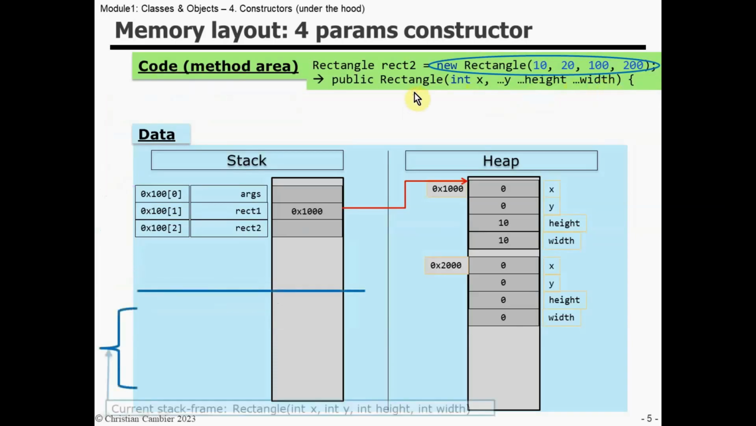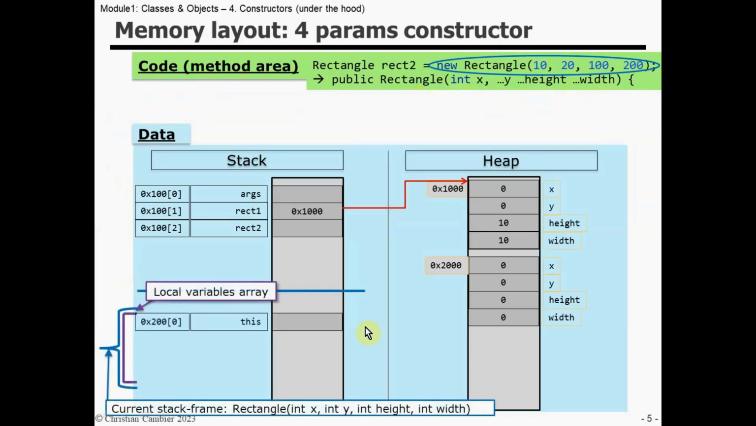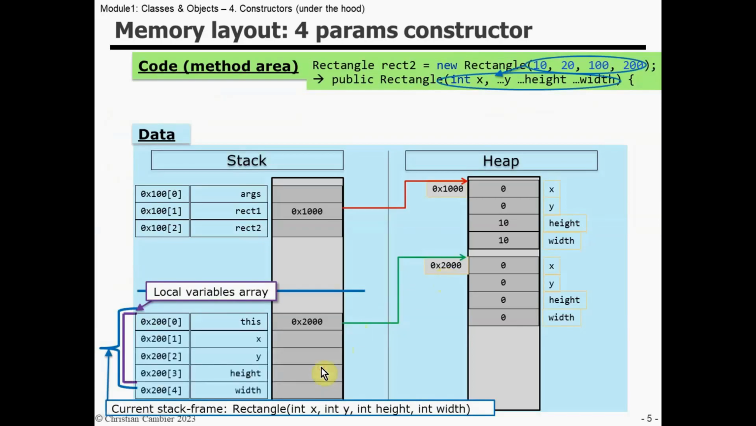So setting up the stack frame for this constructor, initializing the this pointer, which is implicitly available, and referring to the second object. Then we pass all 4 arguments to initialize the 4 parameters. So x, y, height, and width will be allocated within the current stack frame, and the values of the arguments will be used to initialize those parameters. So 10, 20, 100, 200.